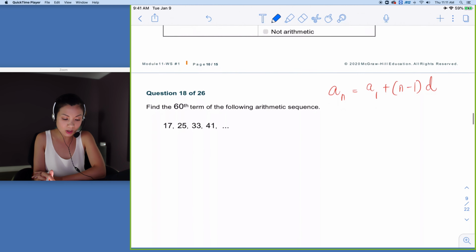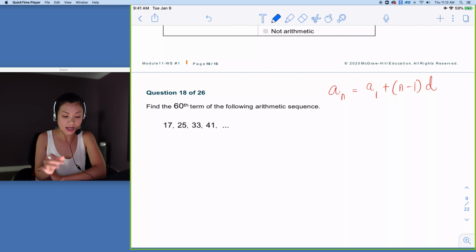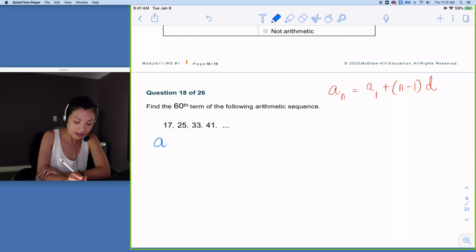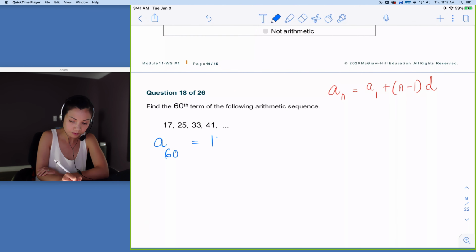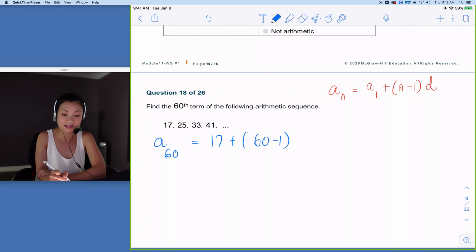Moving on to number 16. So number 16, they give you a sequence and they're asking you for a specific term. They're asking you for the 60th, so I'm asking for a60. Now, I have the formula right there for you. This is the general formula. So you see a1, in this case, the first term is 17, plus 60 minus 1 because n is 60.